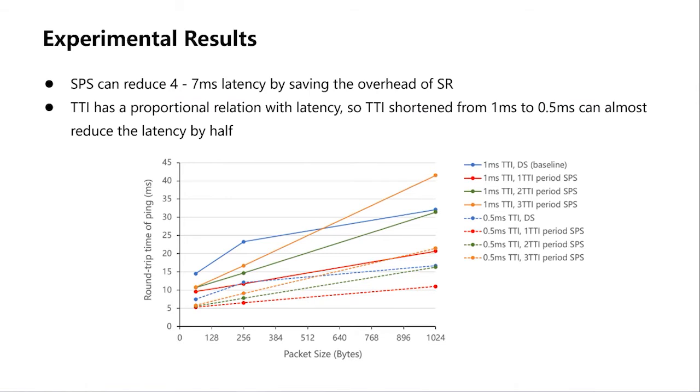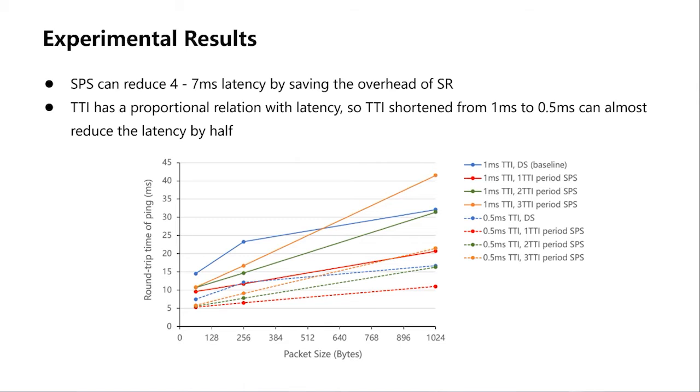So here comes the experimental results. First of all, we validate the performance of short TTI. The solid lines are 1 millisecond TTI and the dashed lines are 0.5 millisecond TTI. From the figure, we can find that there is a proportional relation between TTI and latency. So when TTI is shortened from 1 millisecond to 0.5 millisecond, the ping latency is almost cut in half. So it's a significant improvement.